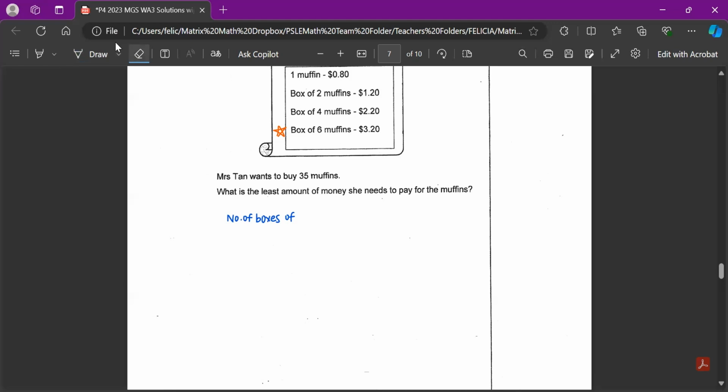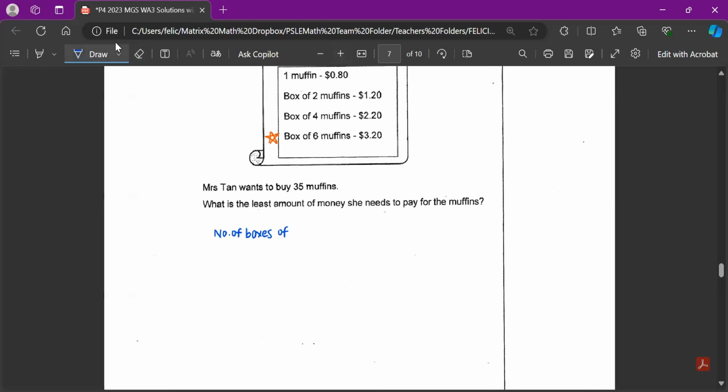All right, so let's do just that. Boxes of 6 muffins would be, you simply use the 35 muffins divided by 6. We perform the division like that, 35 divided by 6, because every box has 6 muffins. So I want to find out how many boxes are there to be close to 35 muffins. It may not be an exact multiple, I agree, but find something that's close.